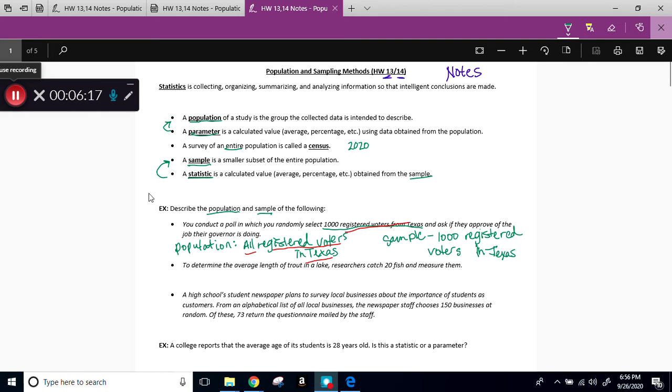Okay, so the population again is all of the registered voters, where the sample is only 1,000 of them. Okay, the next one: to determine the average length of trout in a lake, researchers catch 20 fish and measure them. So what would the population be? It's actually going to be all the fish in the lake, in this one lake.